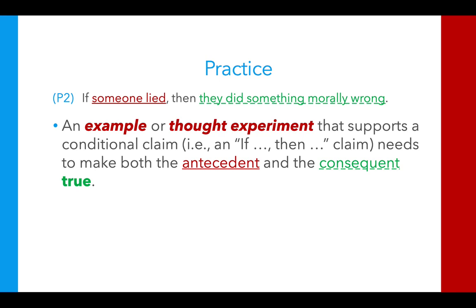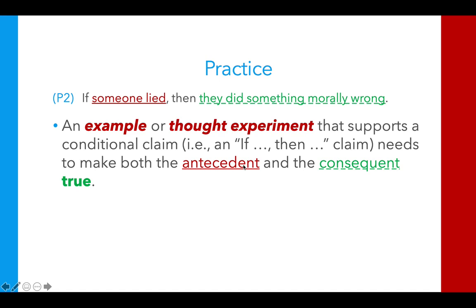But anyway, an example or a thought experiment is supposed to provide support for a conditional claim. So we need to try and give evidence to someone to think that this is true. So if I'm given an argument, right, and I assert premise 2, then I need to provide you with some support, some reason to think that if someone lies, then they've acted wrongly. How do I do that? Well, I use an example or thought experiment, and what it needs to do is it needs to make the antecedent and the consequent true.